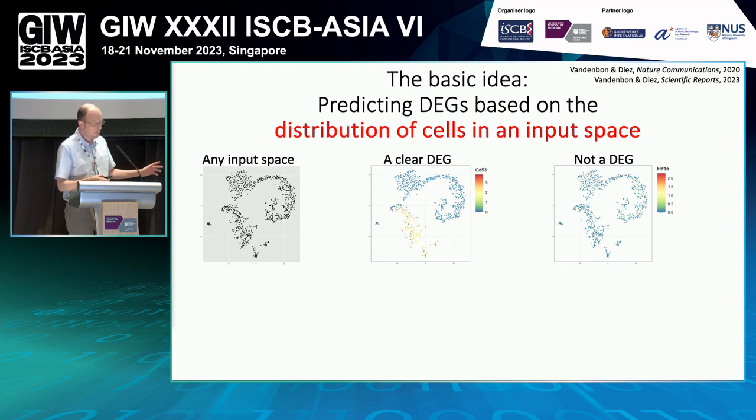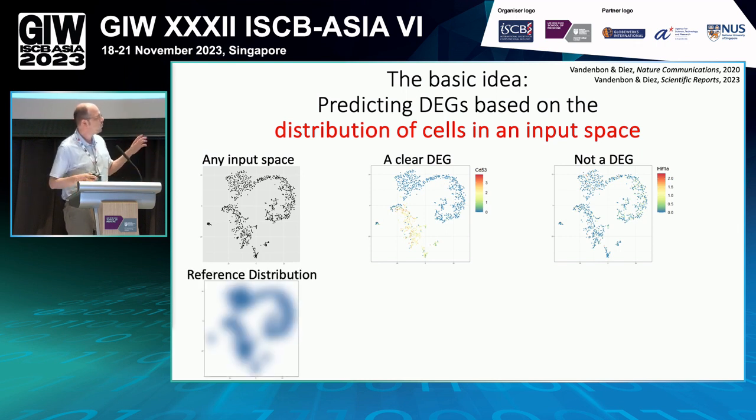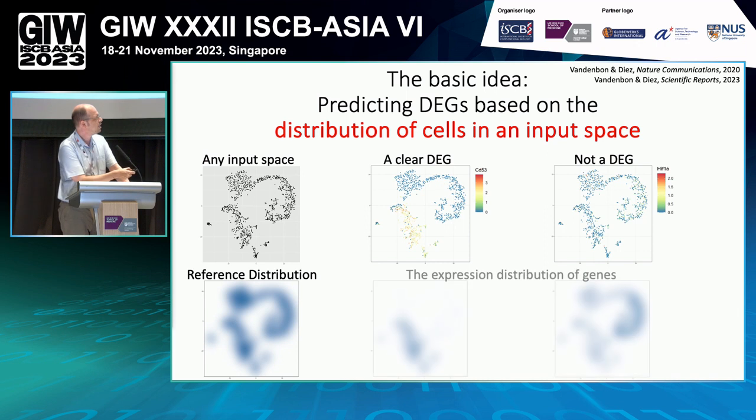So first, I want to guess, where are the cells located in that input space? Where is there a high density of cells? Where is there a low density of cells? I'm trying to show that here using the color intensity. Now, this is my reference distribution. And then for every gene separately, I want to do something similar, but it's not the density of cells, but rather the density of its expression or its activity within that space. It's almost like the density of the RNA of those genes within that space.